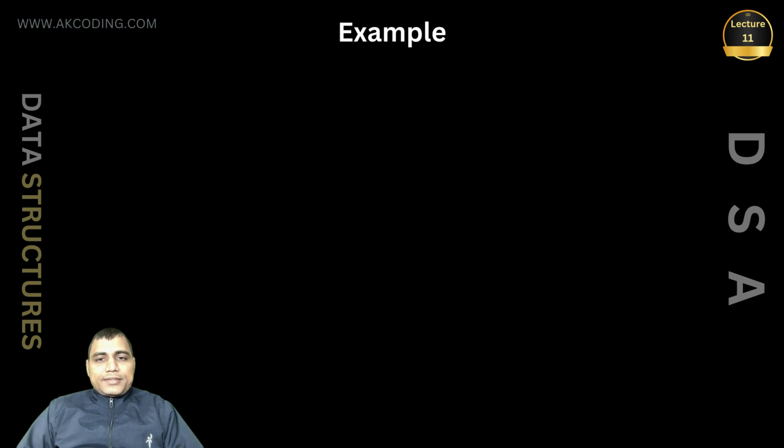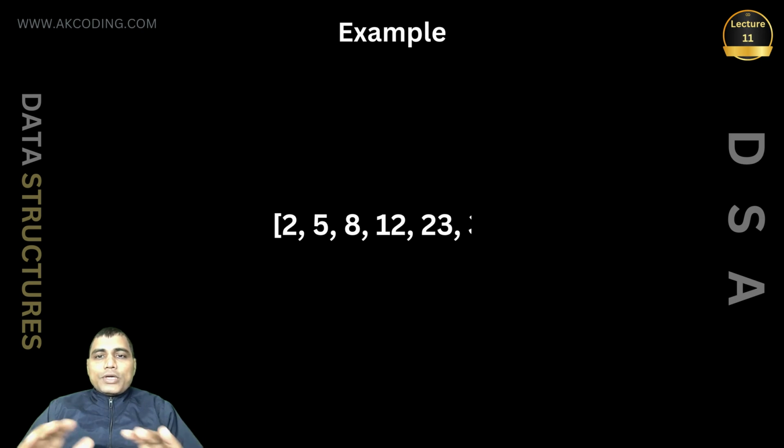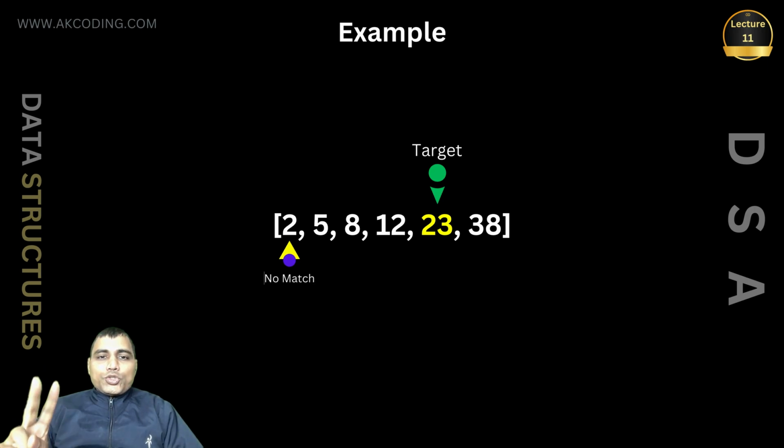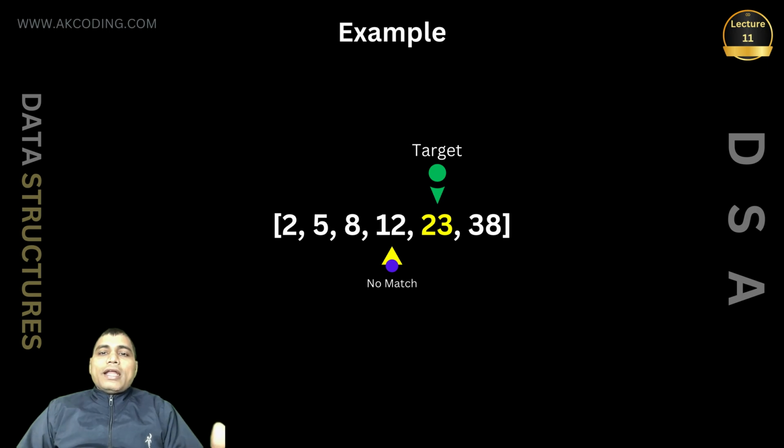Let's see it in action. Suppose we have a collection of data: 2, 5, 8, 12, 23 and 38, and we have to search for 23 in it. Step number 1, let's check the first element. No match. Step number 2, check the second element. No match. Step number 3, check the third element. No match. Step number 4, check the fourth element. No match. But when we reach step number 5, we find the 23.